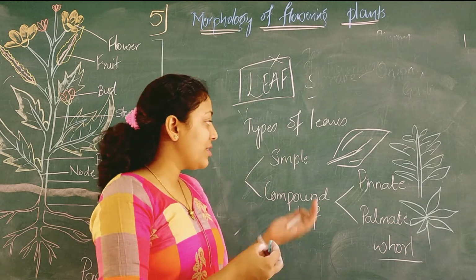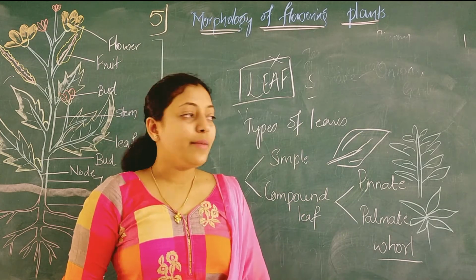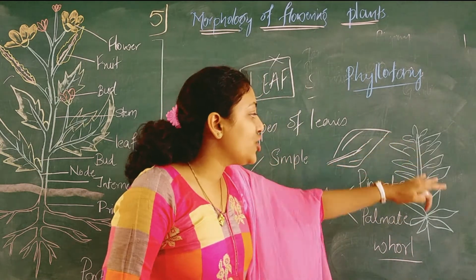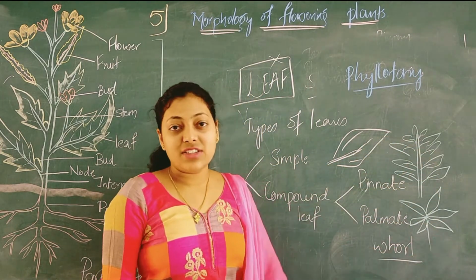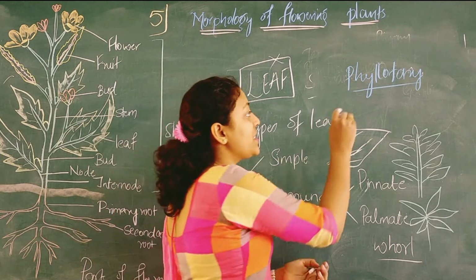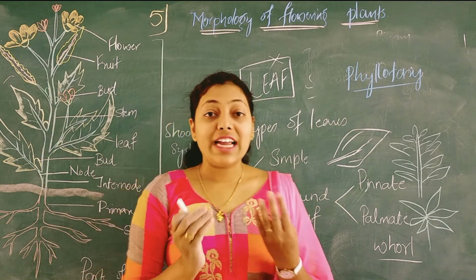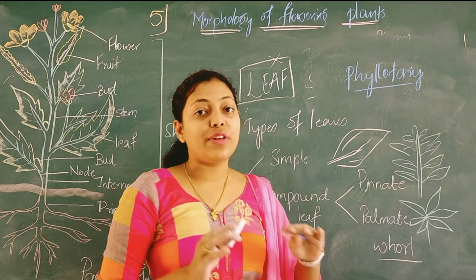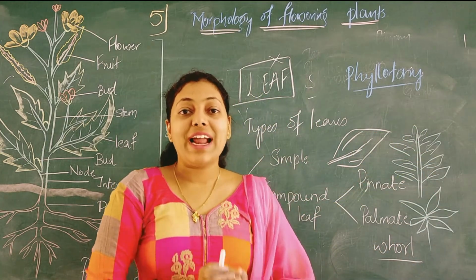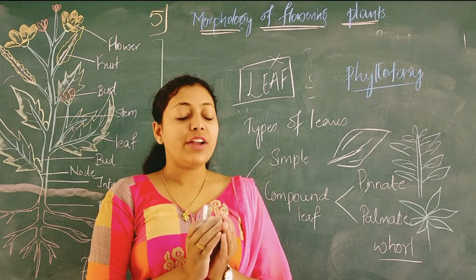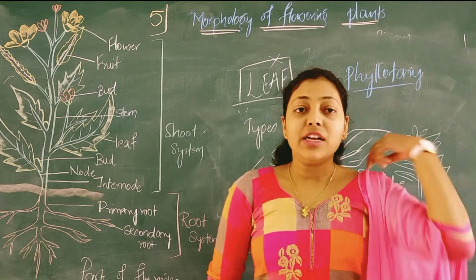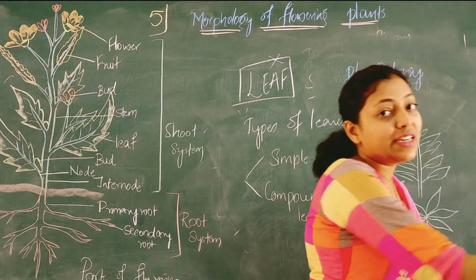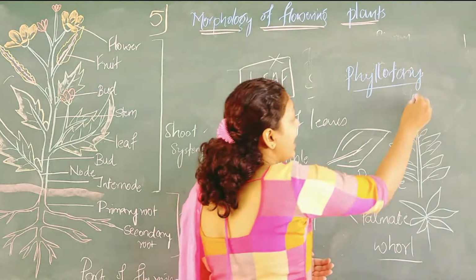Is it clear? So this is about the types of leaf which we get, and there is another term called phyllotaxy. The arrangement of leaves on a branch is called phyllotaxy. Phyllo refers to leaves, and taxy is the arrangement. The arrangement of leaves on a branch of a plant is called phyllotaxy. Now, in the arrangement of leaves, we see three kinds of arrangement.